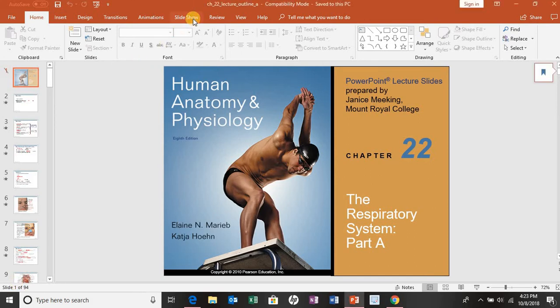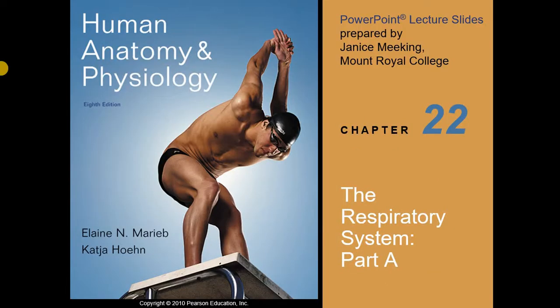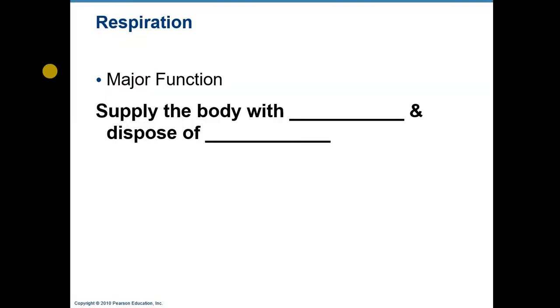Okay, so chapter 22 on the respiratory system. The major function of our respiratory system is to supply the body with oxygen and get rid of carbon dioxide. Your body needs oxygen to be supplied to all of your cells, all of your organs in the body. Carbon dioxide is considered a waste product, and we give that off when we exhale.